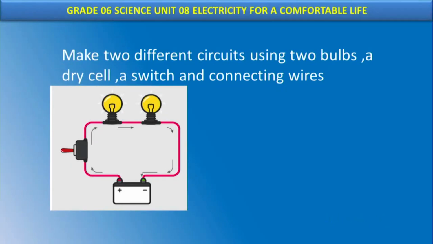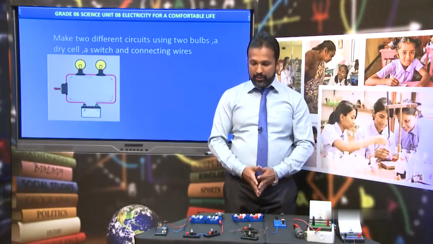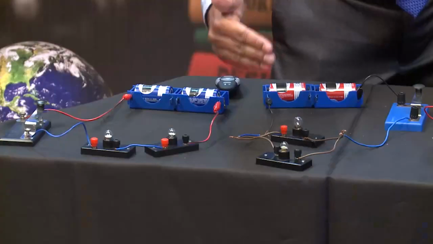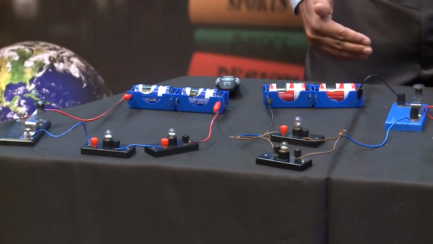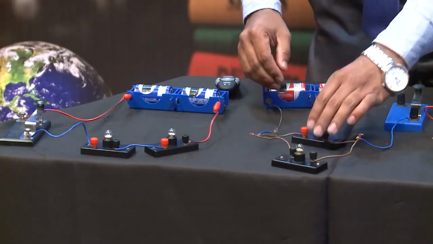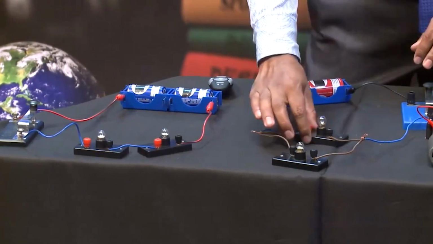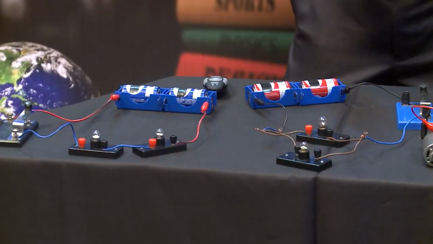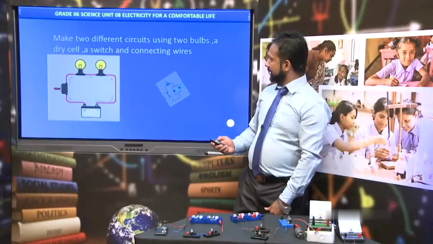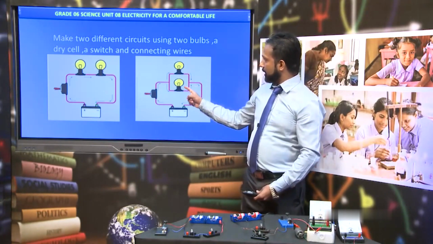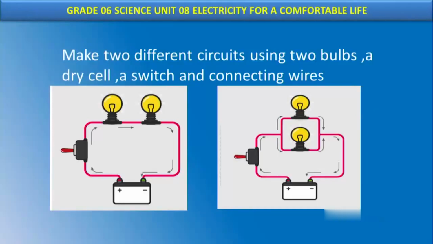Now let's focus the attention on the second circuit I arranged. Here two bulbs are placed parallel to each other, and then the switch and the battery. Now you can note down the difference between the two circuits. This is like this: two bulbs are placed parallel to each other, switch and the battery.